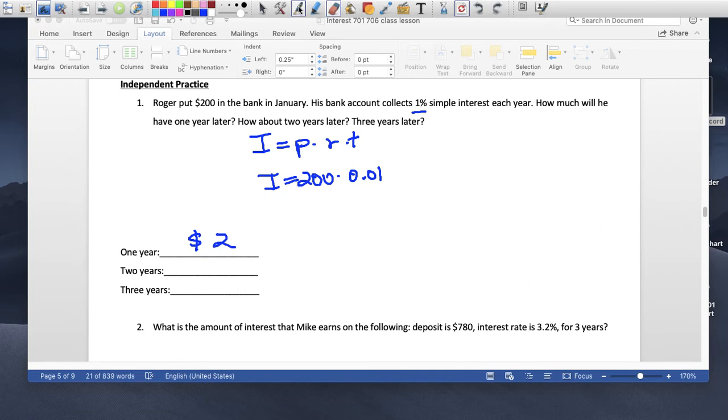And then after 2 years, if you leave it there, again it's the same thing, 200 times 0.01 times 2, he makes $4. Now, if he leaves the money for 3 years and doesn't touch it, and comes back to the bank, he's going to make $6. Not that much.